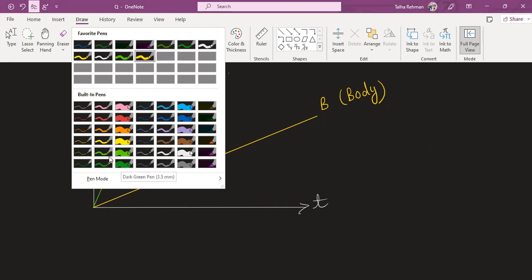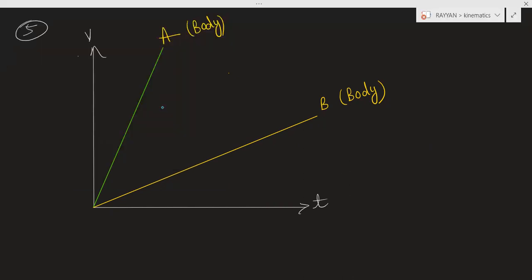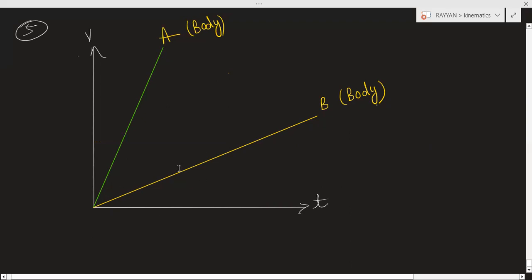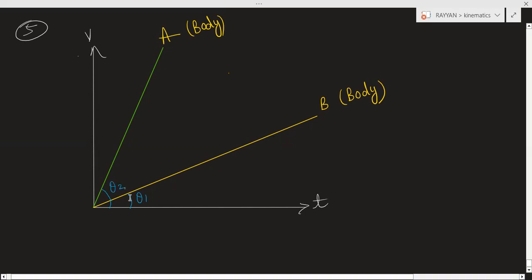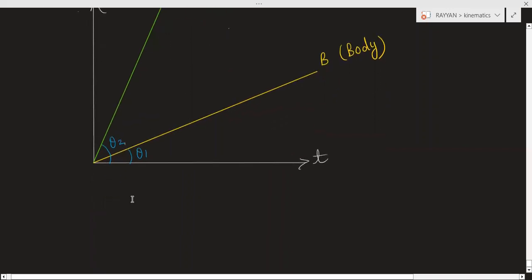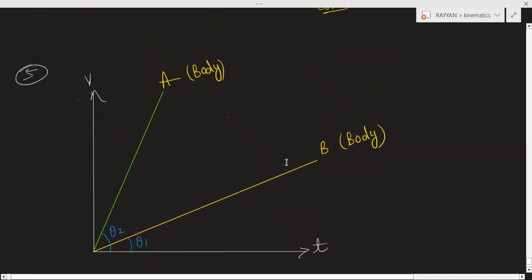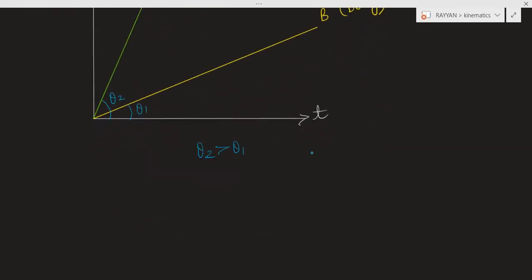So see here. First, try to find out the angle of this graph. This angle is suppose theta 1. This angle is suppose theta 2. Can you tell me whether theta 2 is greater or theta 1 is greater? Theta 2. Very good. Theta 2 is greater than theta 1, and theta 2 is for body A and theta 1 is for body B. So you can say that tan theta 2 will also be greater than tan theta 1.